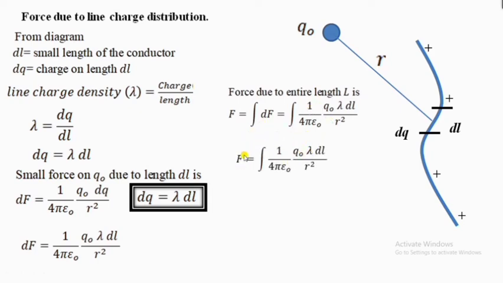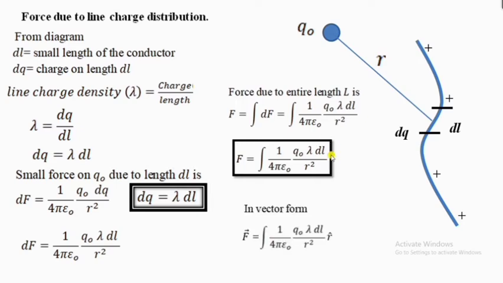So this is the final expression, and if you want to write it in vector form, we just need to put a cap here and give the direction here. So this is the vector form. This is the derivation for the force on a charge due to a line charge distribution.